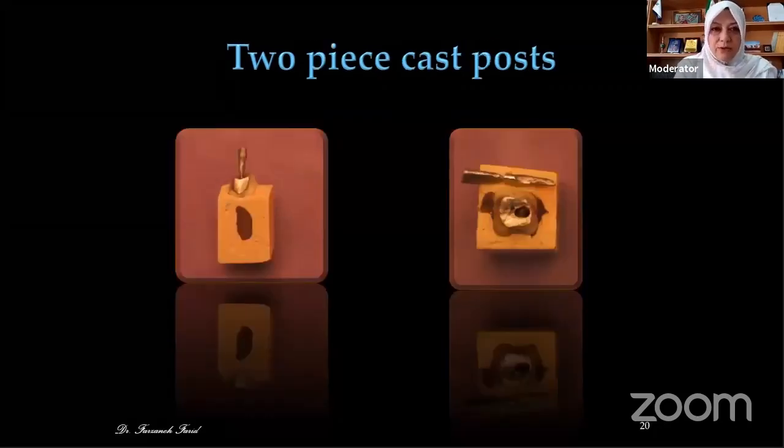This is another form of 2-piece cast post, and the post and core is attached to one of the posts, and another post is placed inside them, again at the same time. But as you see, the form is different from the former one. It can be done by you in the clinic.